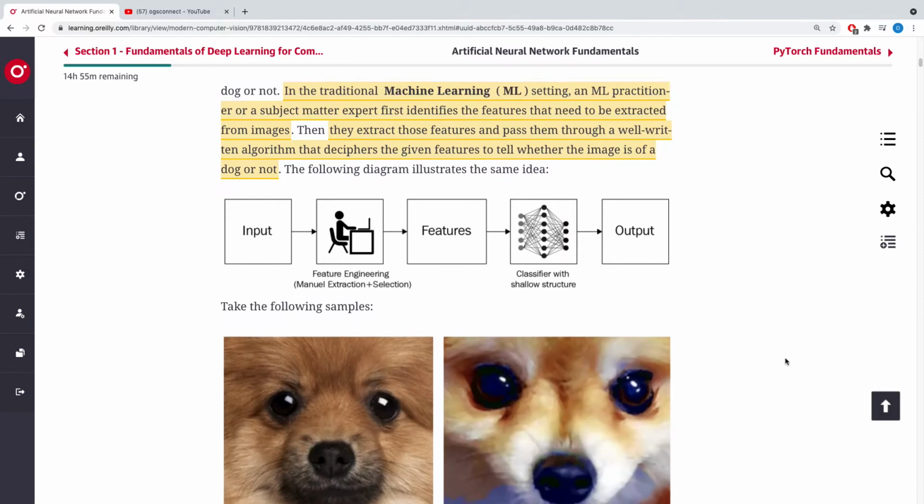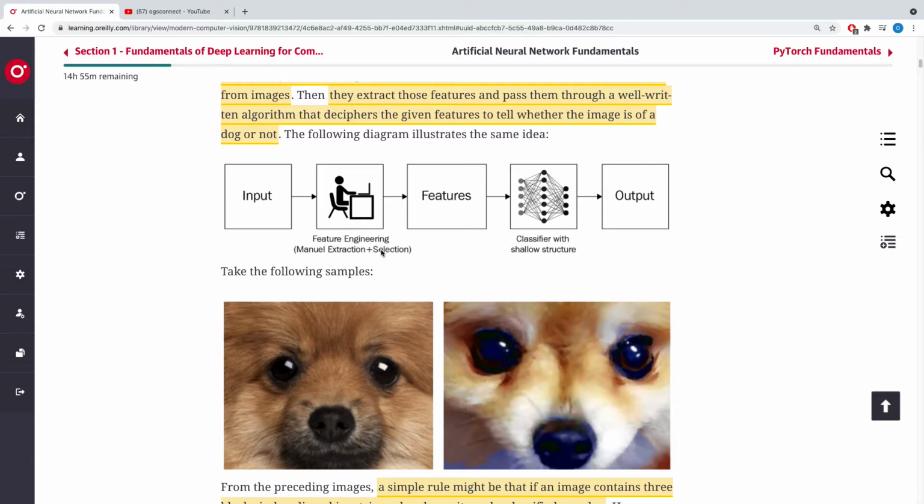So the diagram here shows that. So first, the expert needs to sit down. So this process is what the deep neural network took away. This is what we refer to as feature engineering. It's very laborious, it's very time consuming. Sometimes it's not even feasible if the expert is not available. Then it takes a lot of time. So this is where you have the bulk of the work, and it's not scalable.